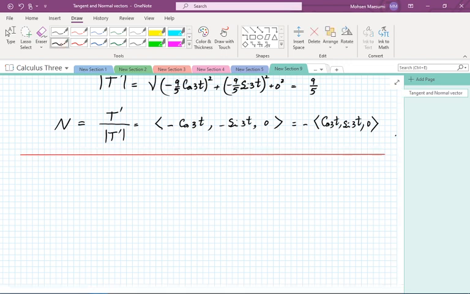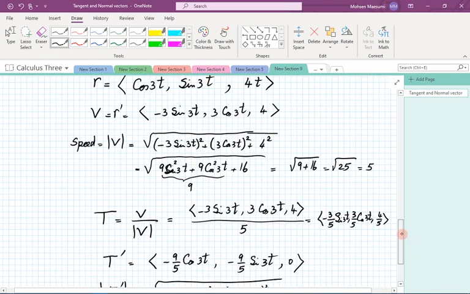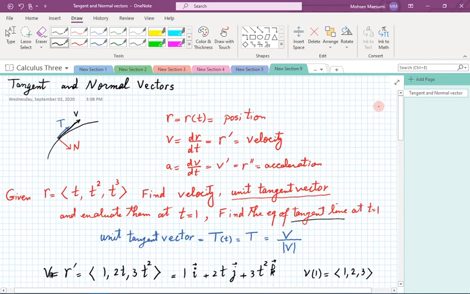Next up is, well, we have talked about position and velocity. As of now, we haven't talked about acceleration. What is acceleration doing with respect to all of these other things? First observation that we are going to make is that acceleration is in the plane of T and N.